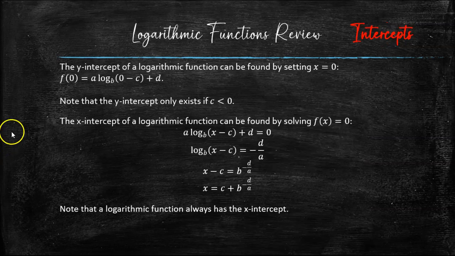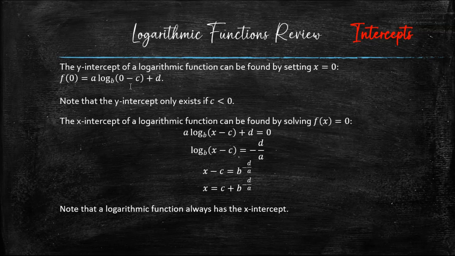Now let's talk about intercepts. To find the intercepts, there's nothing new. To find the y-intercept, you plug in 0 into the function and evaluate it. And note that the y-intercept only exists if c is negative, because otherwise you're going to end up with a negative input for the log, and that cannot be computed.